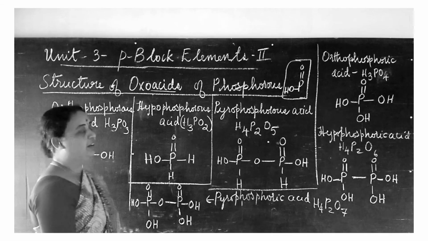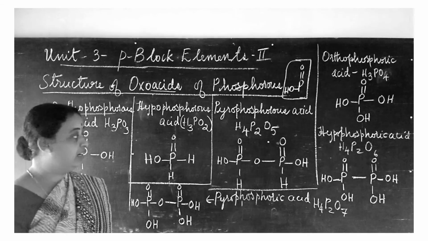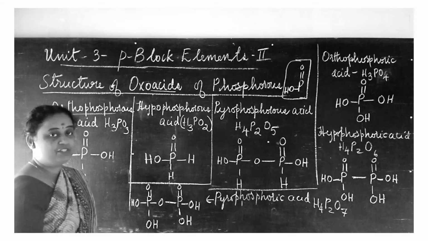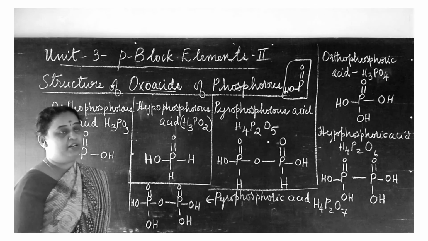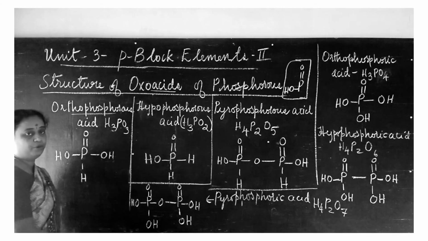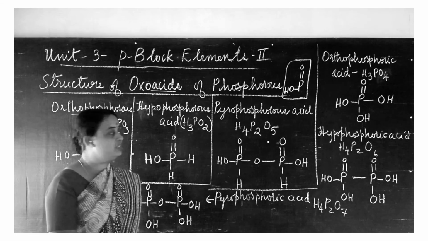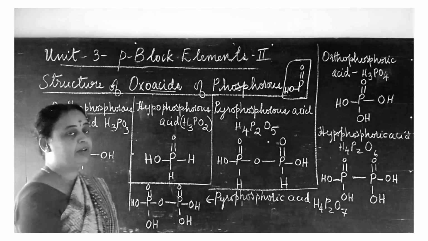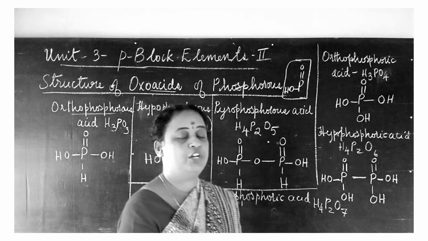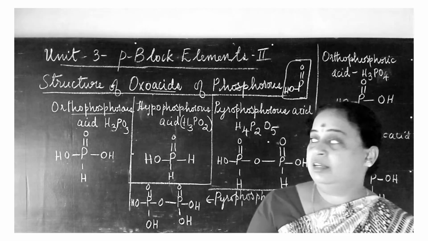Yes, so hope writing the formula is very easy now. So the tricks of how to write the formula I have explained to you, and writing the structure is also very simple. Yes, if you learn to write one structure, then all other structures you can easily write by looking at the formula. Okay, fine. So hope you understood the structure of oxoacids of phosphorus. Thank you.